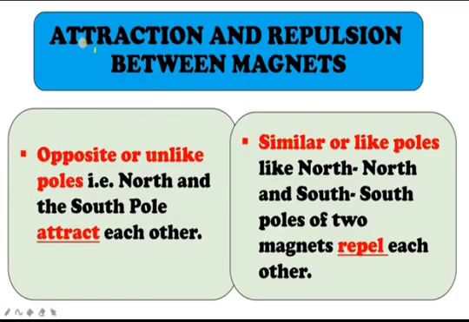From there, we can conclude that opposite or unlike poles attract each other, and similar or like poles, like north and north or like south and south, what happens? Yes, they repel each other. So same poles repel and opposite or unlike poles attract.